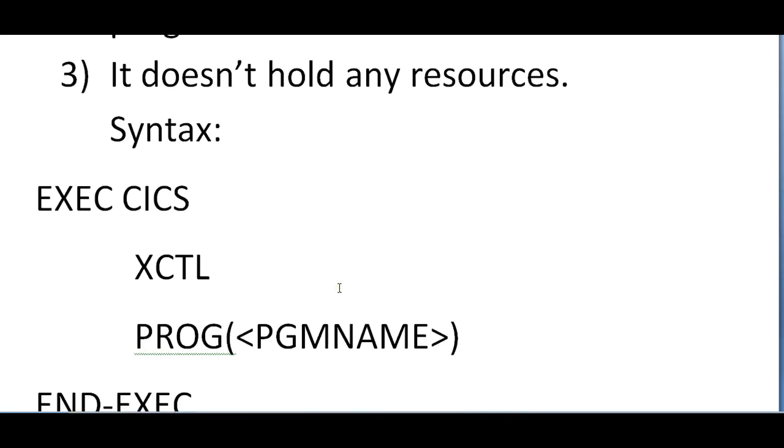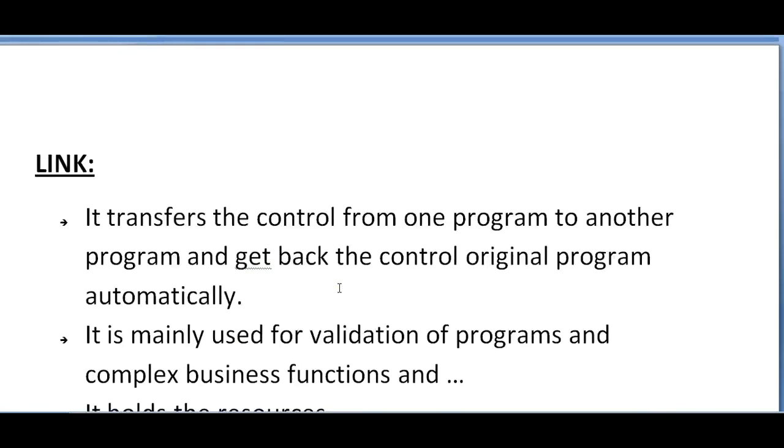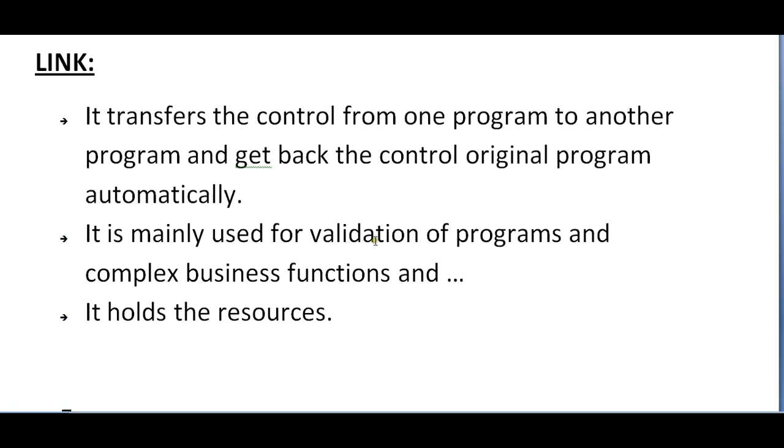Next we will be seeing link. What is link? It transfers the control from one program to another program and gets back the control to the original program automatically. So there is no need to code extra conditions. It is mainly used for validation of programs and also used for complex business functions and so on. It holds the resources, whereas XCTL doesn't hold the resources.